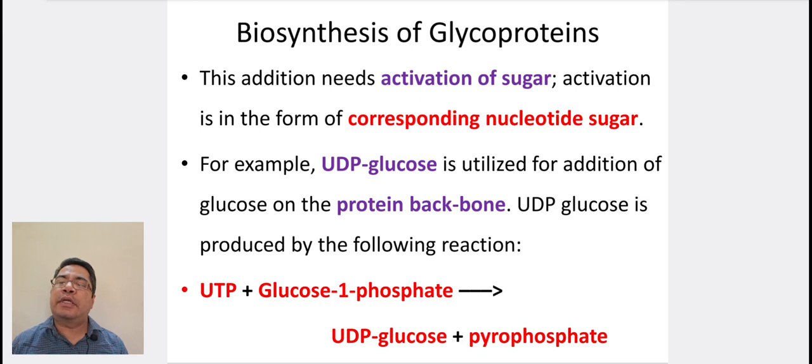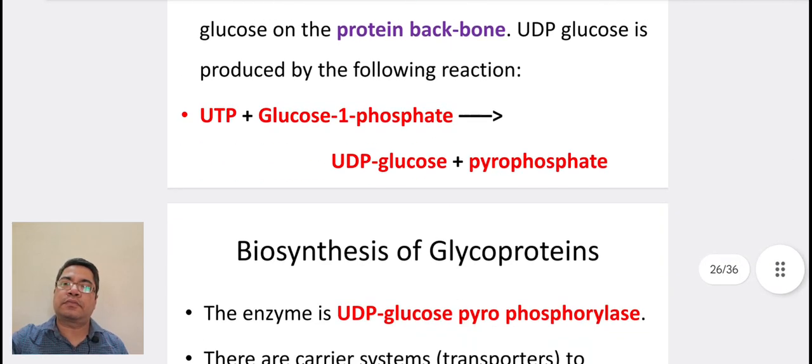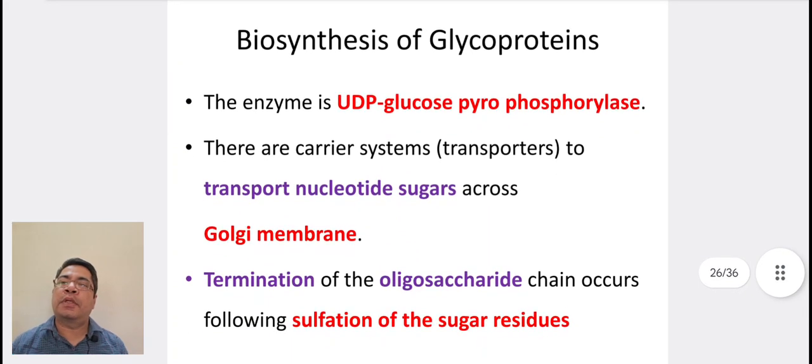This addition needs activation of sugar. Activation is in the form of the corresponding nucleotide sugar. For example, UDP glucose is utilized for the addition of glucose on the protein backbone. UDP glucose is produced by the following reaction. UTP plus glucose 1-phosphate gives UDP glucose plus pyrophosphate. The enzyme is UDP glucose pyrophosphorylase.